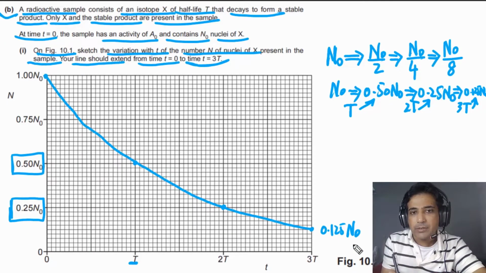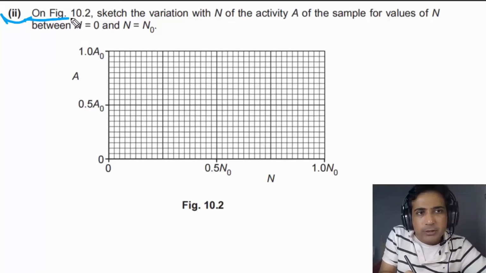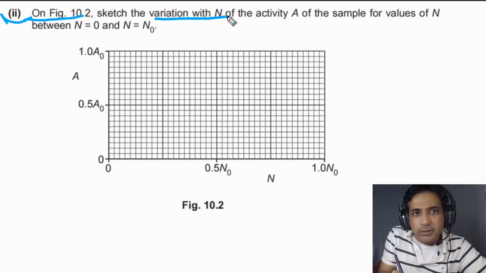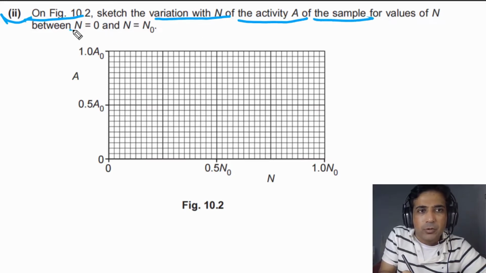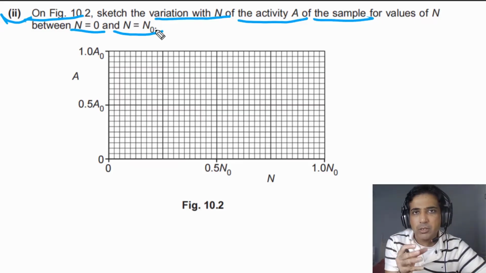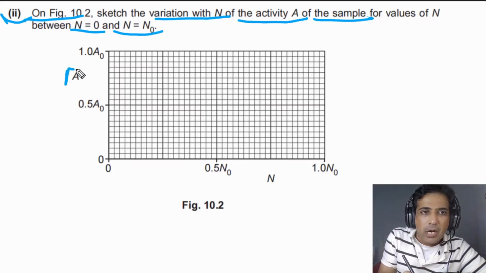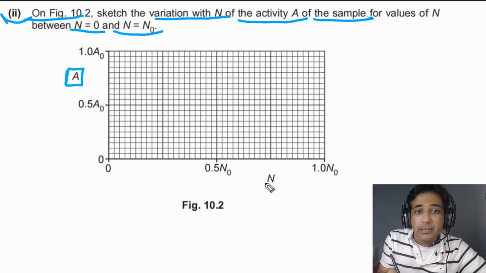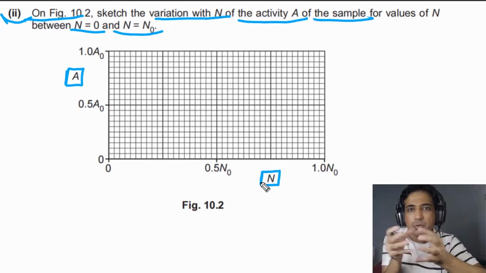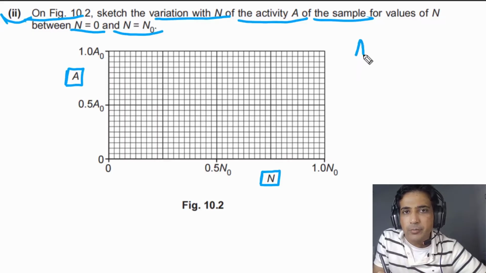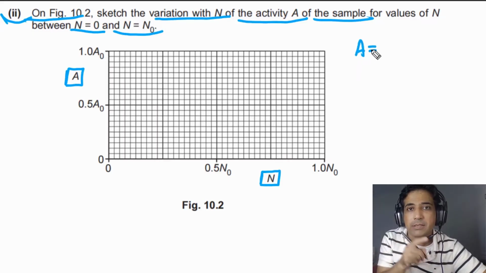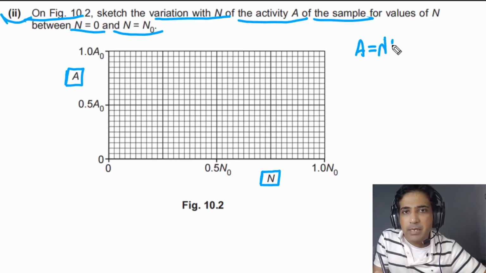For the second part, on figure 10.2, we need to sketch the variation with N of the activity A of the sample for values of N between N equals 0 and N equals N0. So first of all, we need to understand how these two quantities are linked together. Is there any formula which links these two quantities? We have one formula for activity and number of nuclei remaining in the sample: A is equal to lambda times N.